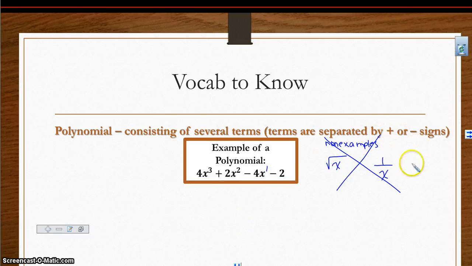So you can't have something like x to the negative second, not a polynomial. Exponents must be nice whole numbers, no fraction exponents, no negatives, nice whole ones.